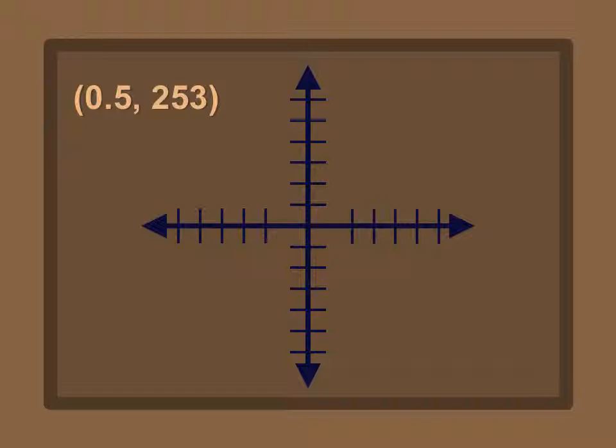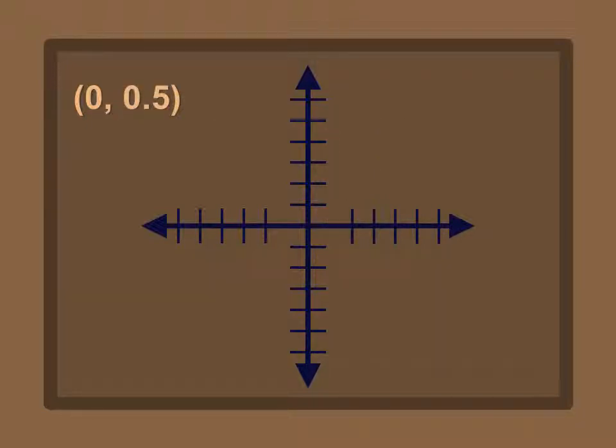This one. Okay, you should have gotten quadrant 1 because your x is 0.5, which is about halfway, and then 253 up, so you're still in quadrant 1.